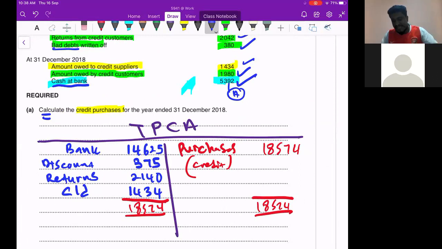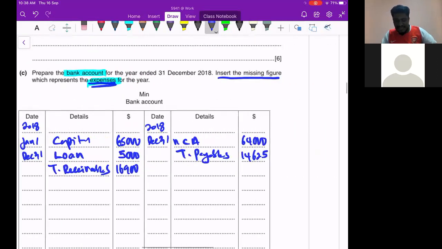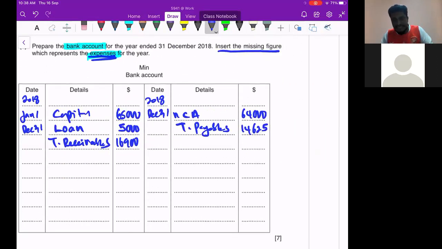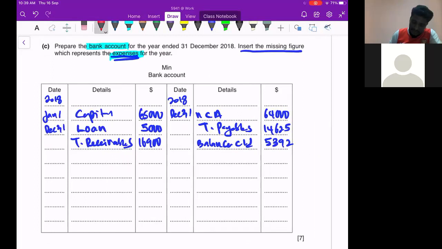Normal balance is asset. Asset balance CD will be on the credit side. So right here, balance CD, my balance CD is 5392. Okay. If possible, leave one line for the expenses, then write balance CD. But if you forget to leave one line, also no problem. You just balance this up.